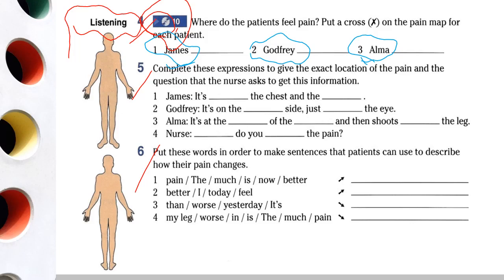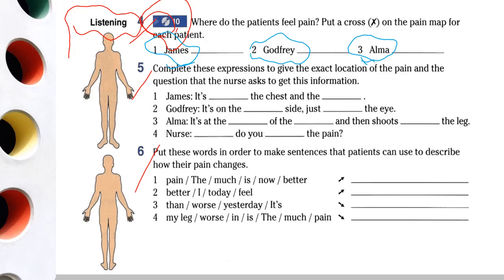Alma: Nurse Kindi? Nurse: Yes. Alma: I'm in real pain. I'm sorry. Nurse: Where do you feel the pain? Alma: The back of my hip, the left one, and then it shoots down my leg.